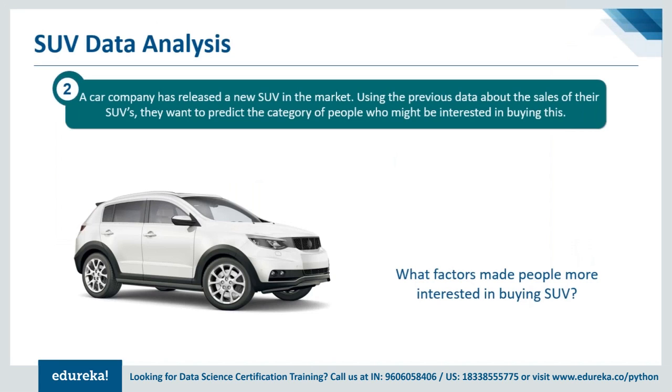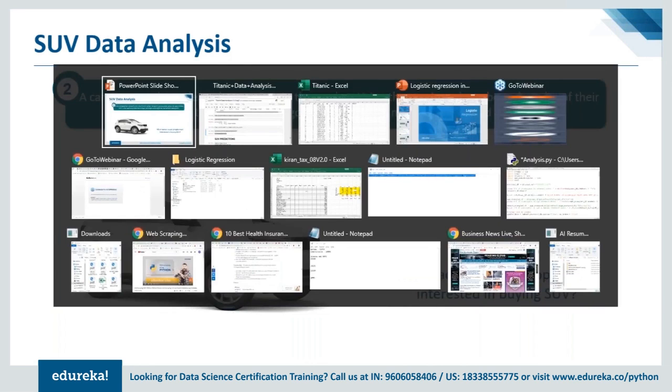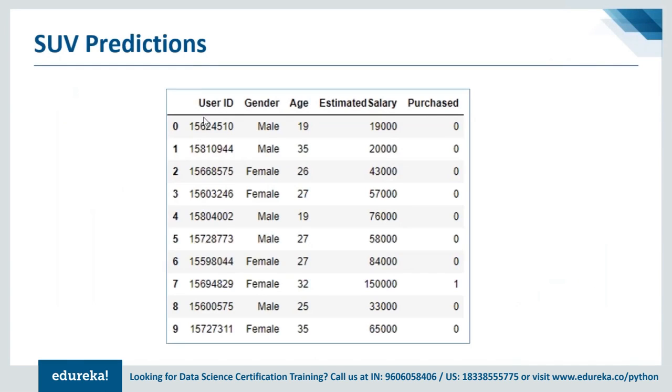Basically, a car company has released a new SUV in the market, and using the previous data it has about the sale of their SUVs, they want to predict the category of people who might be interested in buying this. So let me show you the data we have for SUV. We have a user ID, the gender, the age, the estimated salary, and from the previous history of buying the SUV, they have the indicator 0 if they have not bought, 1 if they have bought.